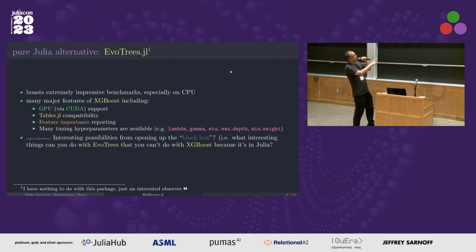I just wanted to mention real quick, I have nothing to do with EvoTrees, but I've looked at it a little bit since XGBoost, and it looks really nice. Most people are probably aware that XGBoost is an extremely mature, popular library, so it's pretty cool that there's a pure Julia alternative. I don't want to talk about their package for them, but it seemed like an appropriate place to mention it. And that's it.